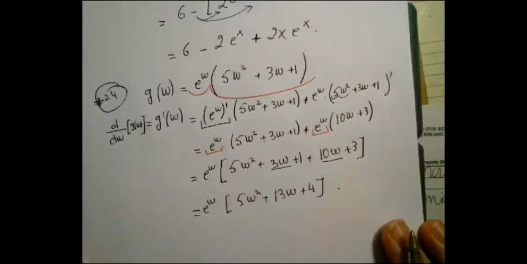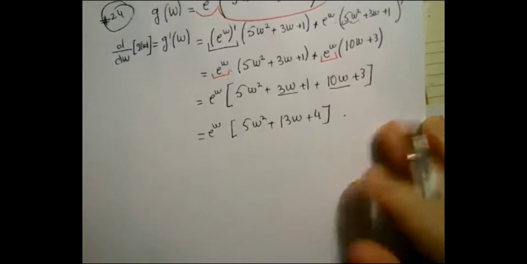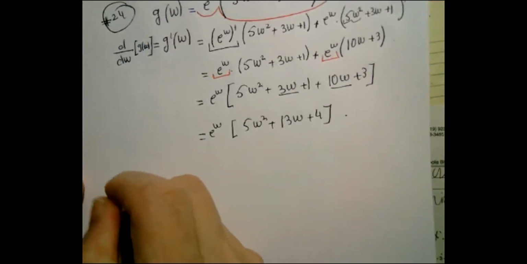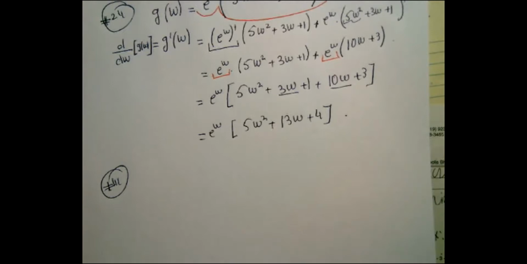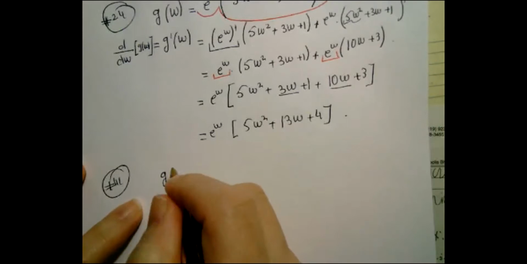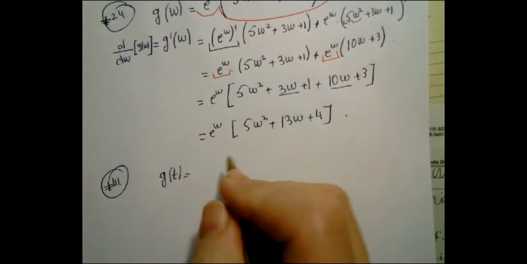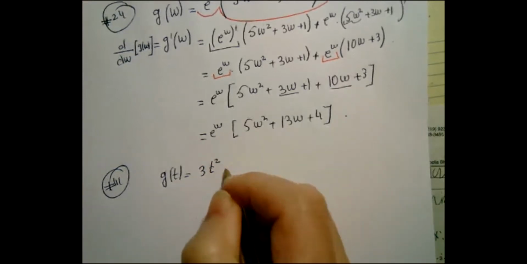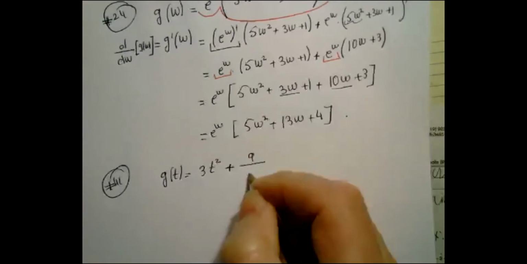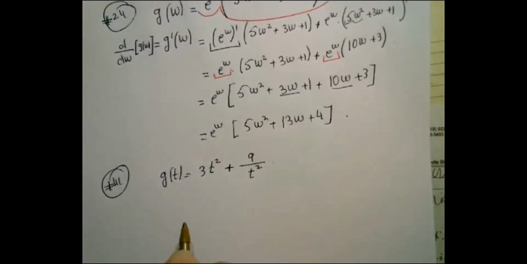Now we look at number 41. Okay, 41. So we have the function g of t equals 3t squared plus 9 over t squared. Okay. Very good. So, I mean, there is no product here.